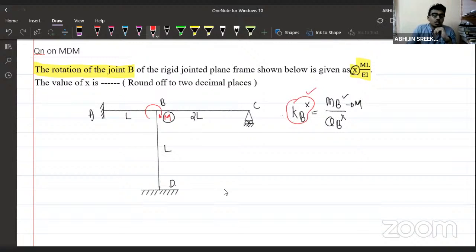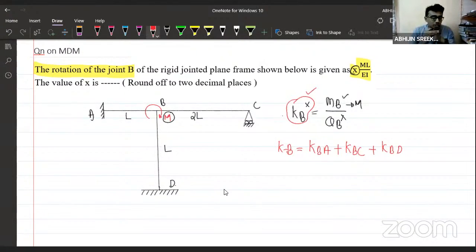So how to calculate KB value? We have already studied that. We have also studied stiffness of the joint B. Stiffness of a joint is the summation of the stiffnesses of the members meeting at that particular joint. That means here BA, BC, BD are the members meeting at that particular joint B. KB will be the summation of stiffnesses of the members BA, BC, and BD.